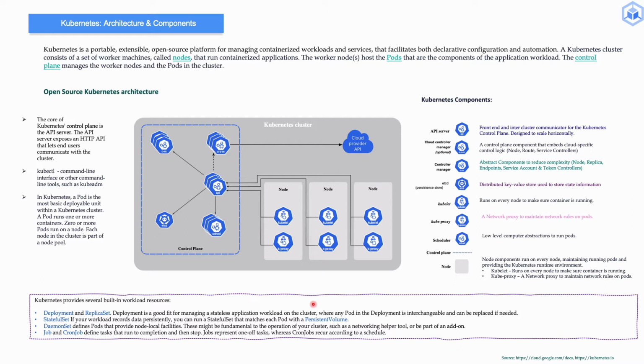A Kubernetes cluster consists of a set of worker machines called nodes that run containerized applications. The worker nodes host the pods that are components of the application workload. The control plane manages the worker nodes and the pods in the cluster. So let's look at this diagram, but let's look at it in three panes. The one is these nodes. So think of these nodes as virtual machines. And then you have these pods, and that's where those applications are run. So you have pods within a node, and you can have multiple nodes.